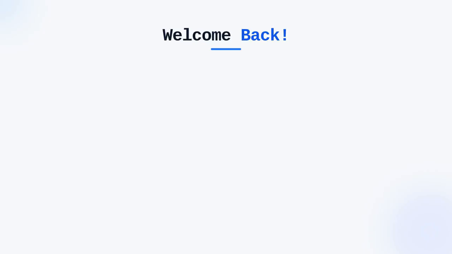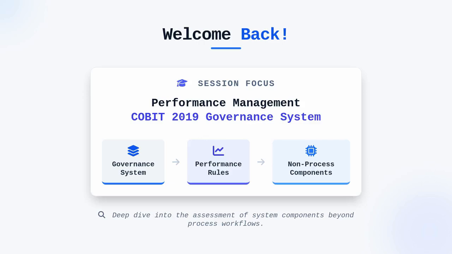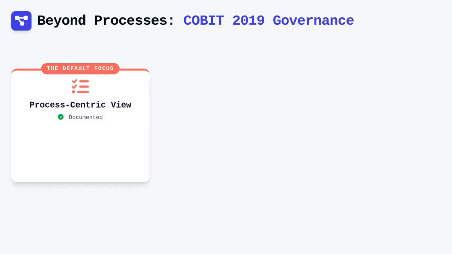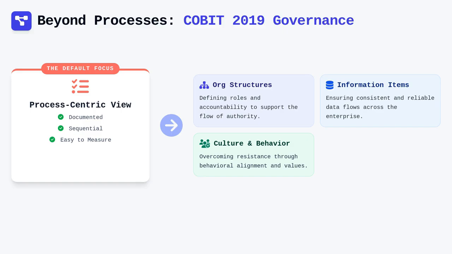Welcome back. In this session, we will examine the performance management rules specifically for assessing the non-process components within a COBIT 2019 governance system. When we discuss the governance system, we often default to focusing on processes because they are documented, sequential, and relatively easy to measure. However, COBIT 2019 introduces a deliberate shift toward assessing the other components, such as organizational structures, information items, and culture or behavioral attributes. These components are just as critical to the effectiveness of the enterprise as the processes themselves, yet they are often neglected because they are harder to quantify.